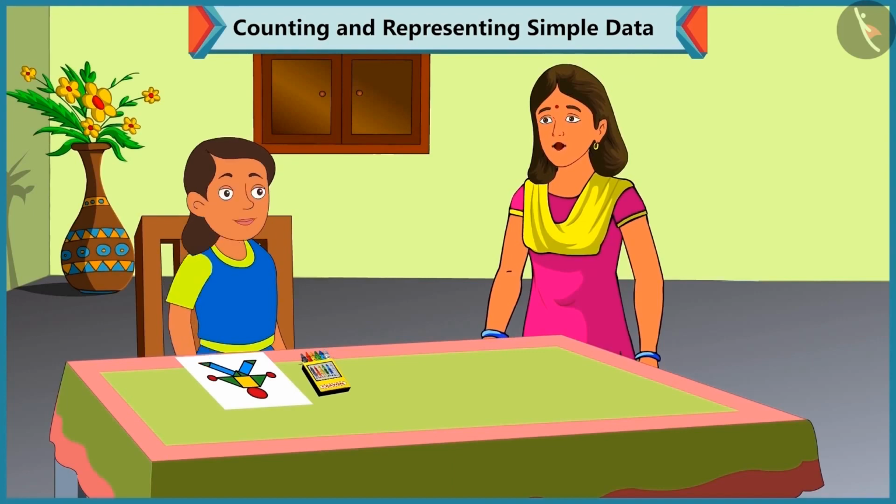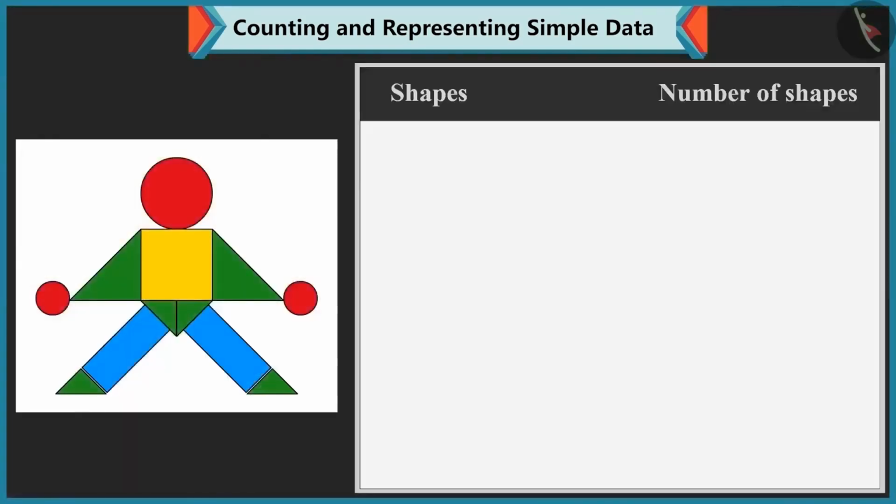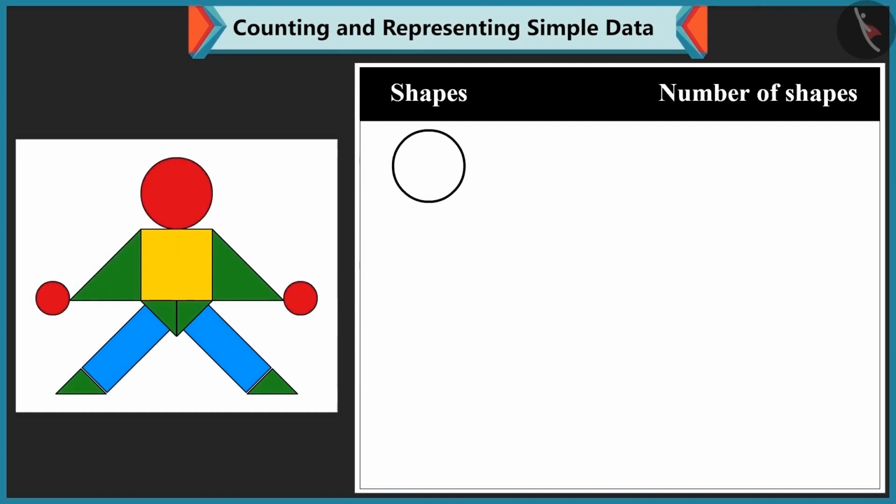Hey, Bubbly, what are you doing? Look, Mummy, I am coloring this picture. Oh, wow! This picture is looking very beautiful. Bubbly, can you tell me which shapes are present in this picture? This shape is a circle and this one is a rectangle. This is triangle and this is a square.